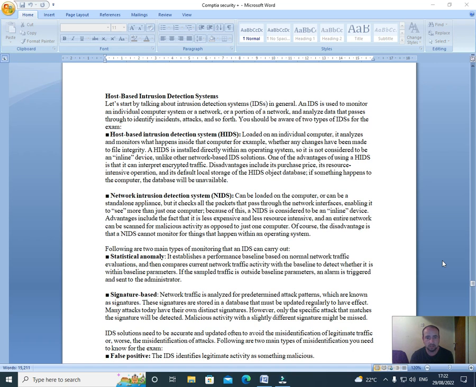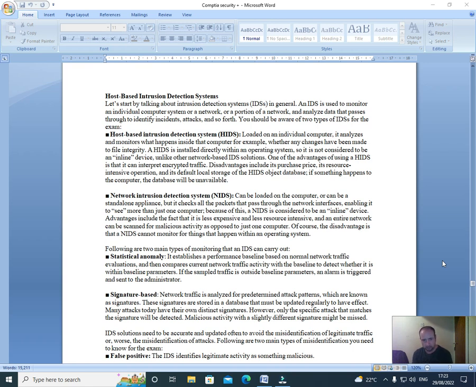You should be aware of 2 types of IDSs for the exam. Host-based intrusion detection system, HIDS, loaded on an individual computer. It analyzes and monitors what happens inside that computer, for example, whether any changes have been made to file integrity. A HIDS is installed directly within the operating system, so it's not considered to be an inline device, unlike other network-based IDS solutions. One of the advantages of using a HIDS is that it can interpret encrypted traffic. Disadvantages include its purchase price, its resource-intensive operation, and its default local storage of the HIDS object database. If something happens to the computer, the database will be unavailable.